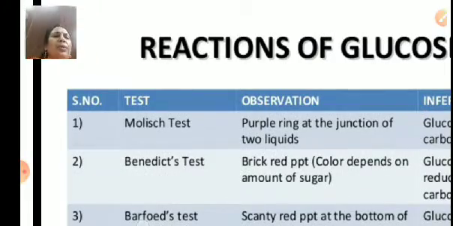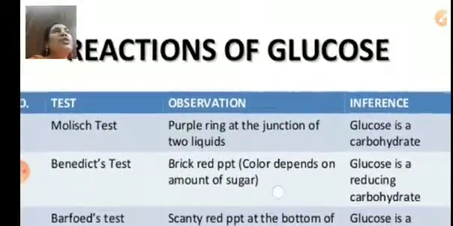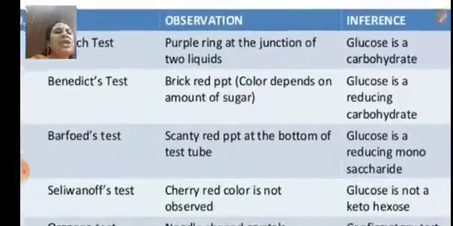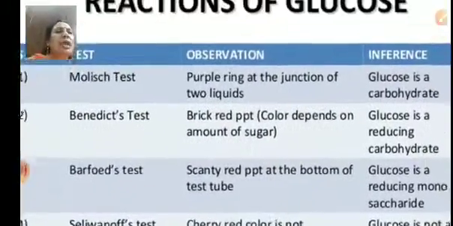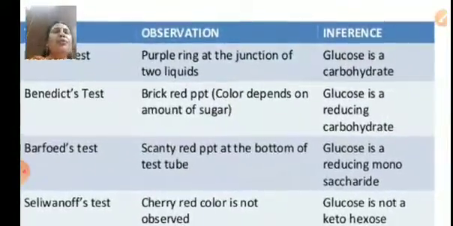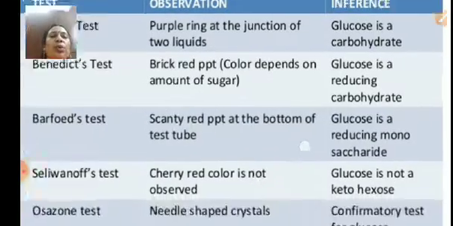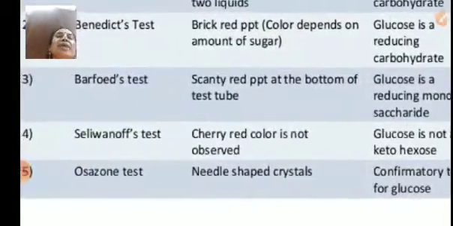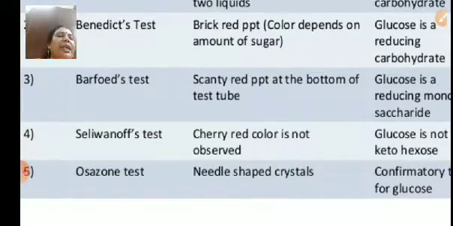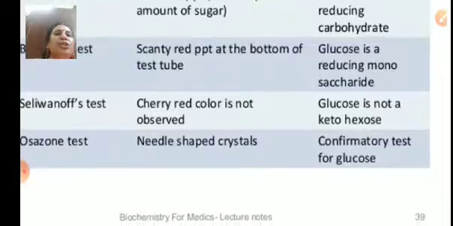When you perform Molisch test, a purple colored ring is obtained at the junction of the two liquids. So glucose carbohydrate is present. Benedict's test, brick red colored precipitate is obtained, so it is a reducing sugar. Barfoed's test, when you perform, you get a red precipitate at the bottom of the tube, so the compound is a monosaccharide. When you perform Selivanov's test, it comes out to be negative, so it is an aldose sugar, it is not a ketonic sugar.